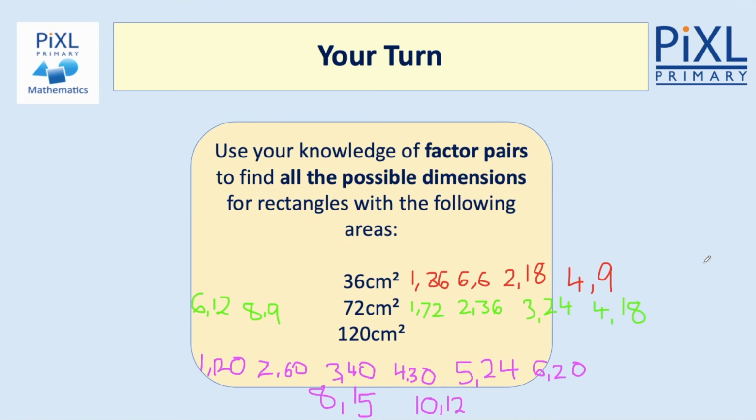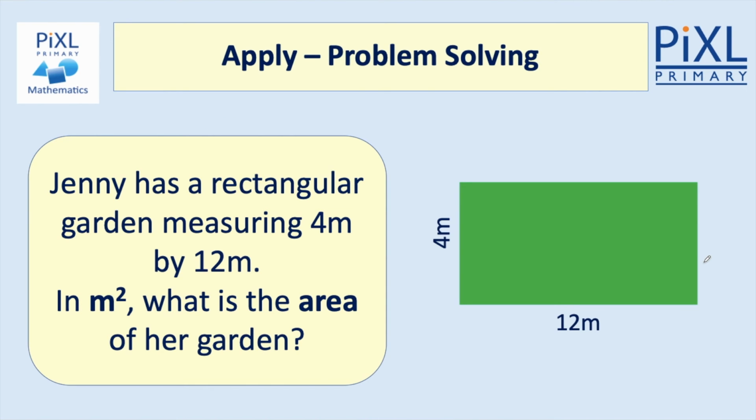So this is a word problem. Jenny has a rectangular garden measuring 4 metres by 12 metres. In metres squared, what is the area of her garden? To do that, we need to do 4 metres multiplied by 12 metres, which equals 48 square metres.